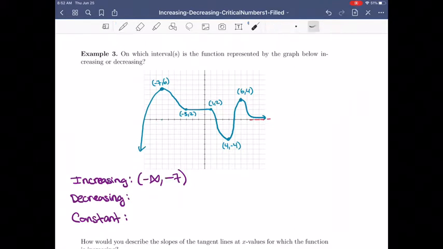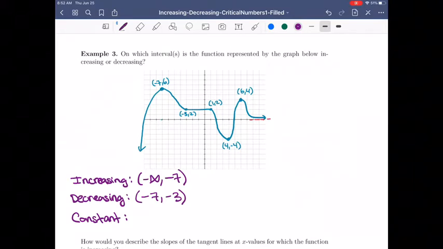Now, after the x value -7, our function decreases, right? The y values are getting smaller as I continue to the right until I get to the x value -3. So I'm going to add that to my decreasing intervals.